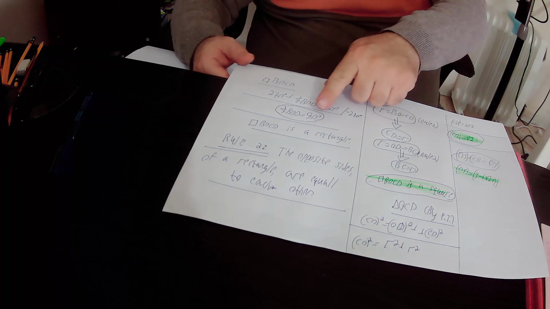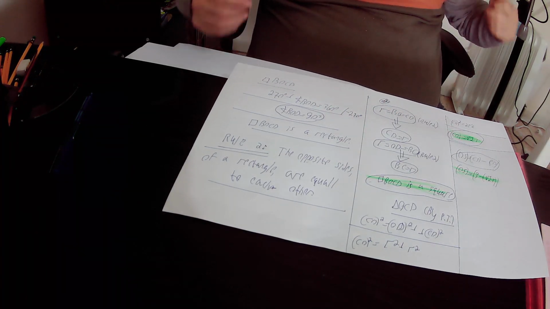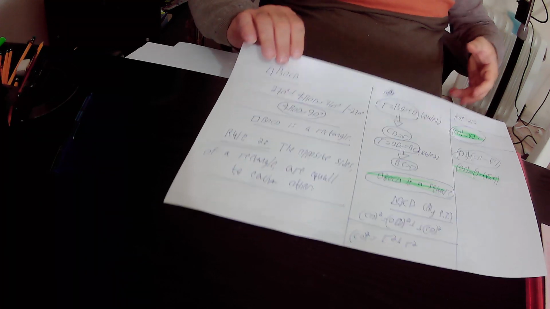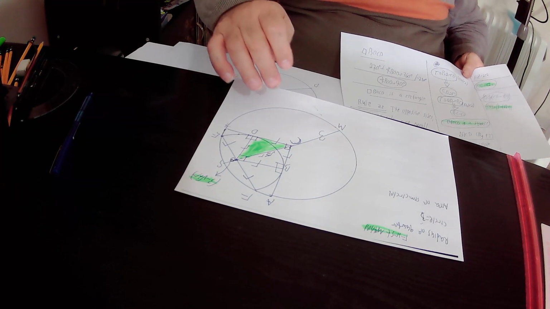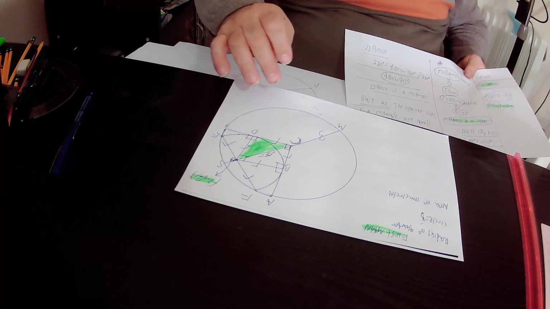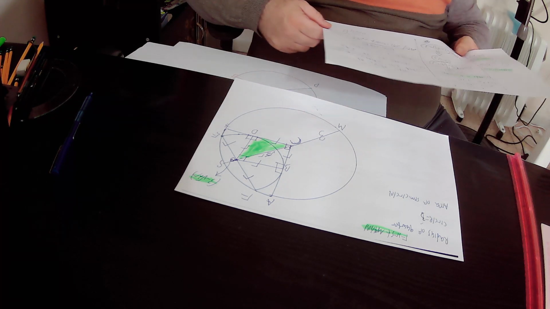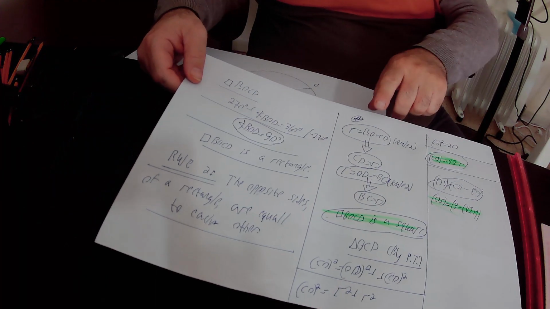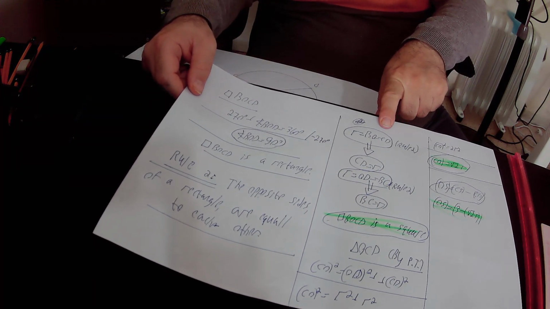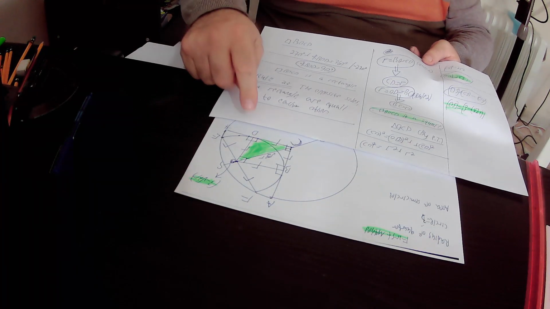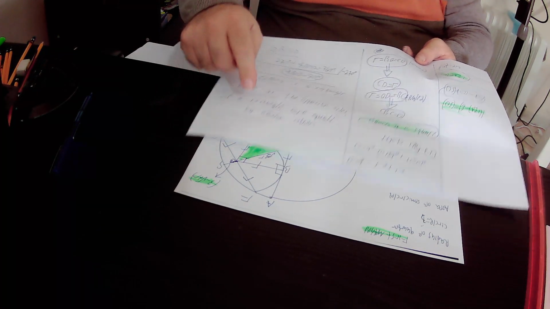Okay, quadrilateral BOCD is a rectangle, and we have rule number 2, that the opposite sides of a rectangle are equal to each other. So the opposite sides of rectangle BOCD are equal to each other. That is to say, BO equals CD, according to rule number 2. But we have already found out that BO equals R. It is the radius of the semicircle.